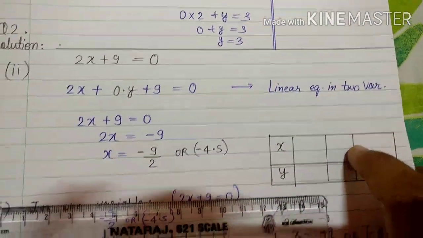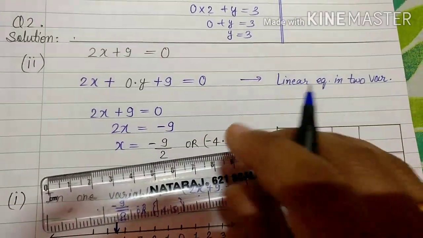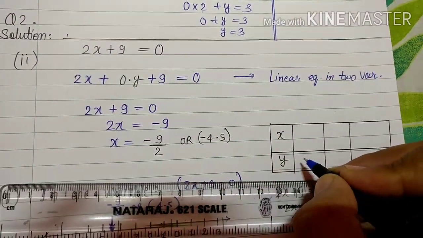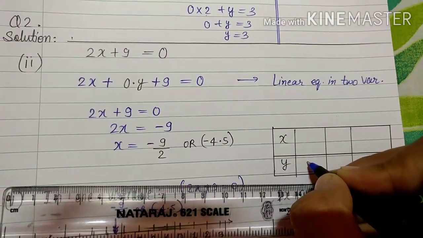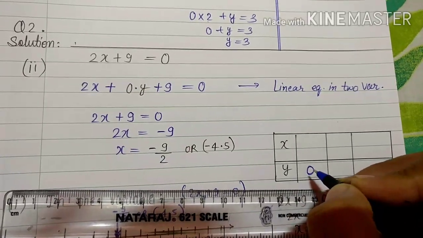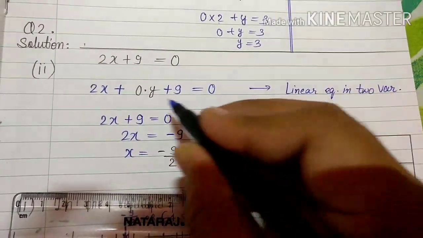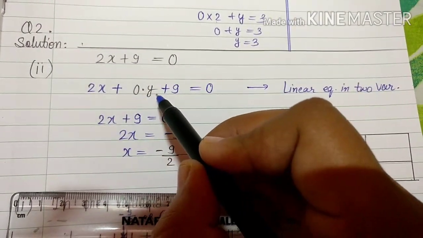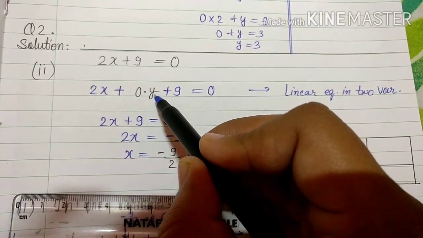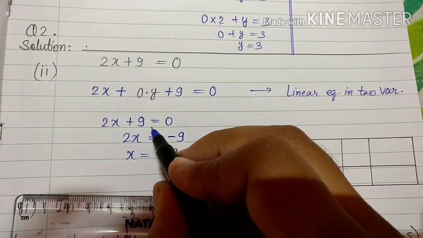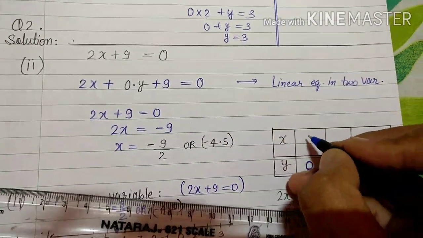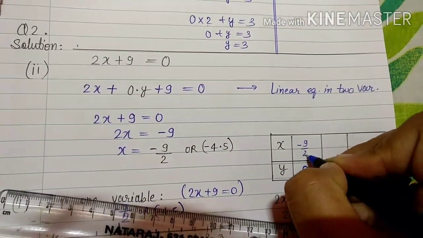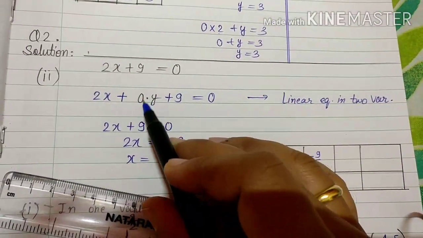So what will we do now? In place of y we will put values and we can get the value of x. First we put y equal to 0. Then it is 2x plus 0 into 0, which is 0, so it becomes again 2x plus 9 equal to 0. So again x is minus 9 upon 2, because 0 times anything is 0.